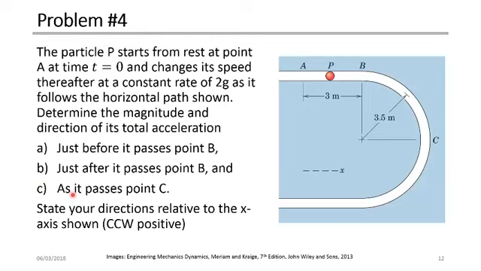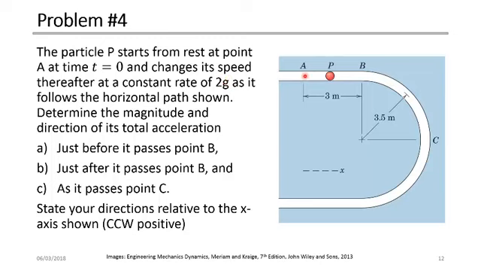We have the fourth problem. So in here, we have a particle P. It starts from rest at point A. So at point A, this particle starts from rest, so the velocity of the particle at point A is equal to 0, and the time is equal to 0, of course. And it changes its speed thereafter at a constant rate of 2g as it follows the horizontal path shown. So it means that between point A and point B, the particle has an acceleration of 2g.